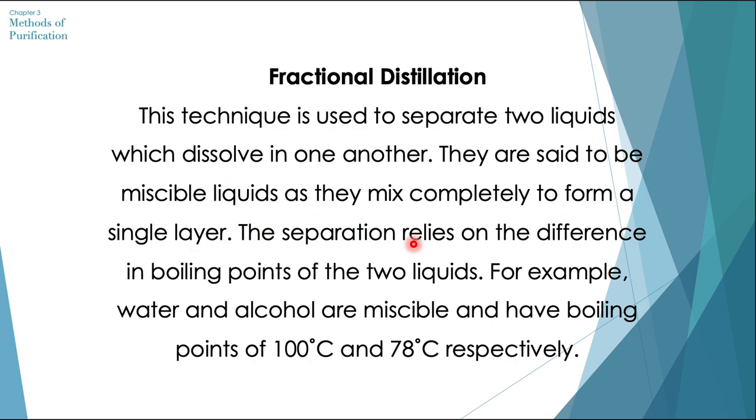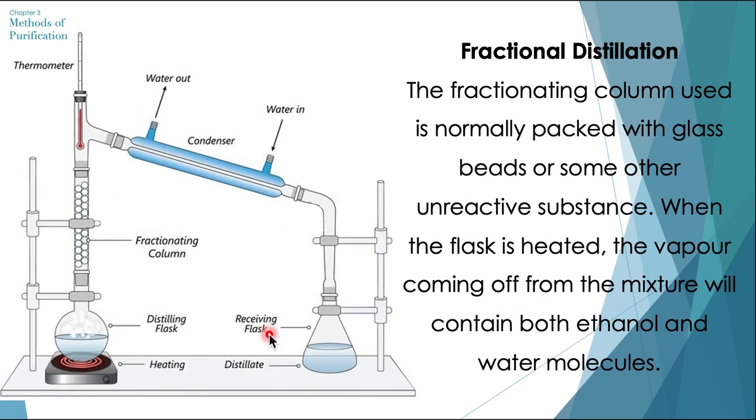So, the separation in fractional distillation relies on the difference in boiling points of the two liquids. For example, water and alcohol are miscible. They have boiling points of 100 degrees centigrade and 78 degrees centigrade respectively. Of course, 100 degrees centigrade is of water and 78 degrees centigrade is of alcohol. So, here we have the apparatus of fractional distillation. It's quite similar to the previous one, except that we have a fractionating column here above the distilling flask. And again, we have the Liebig condenser and everything is the same. This fractionating column used is normally packed with glass beads or some other unreactive substance.